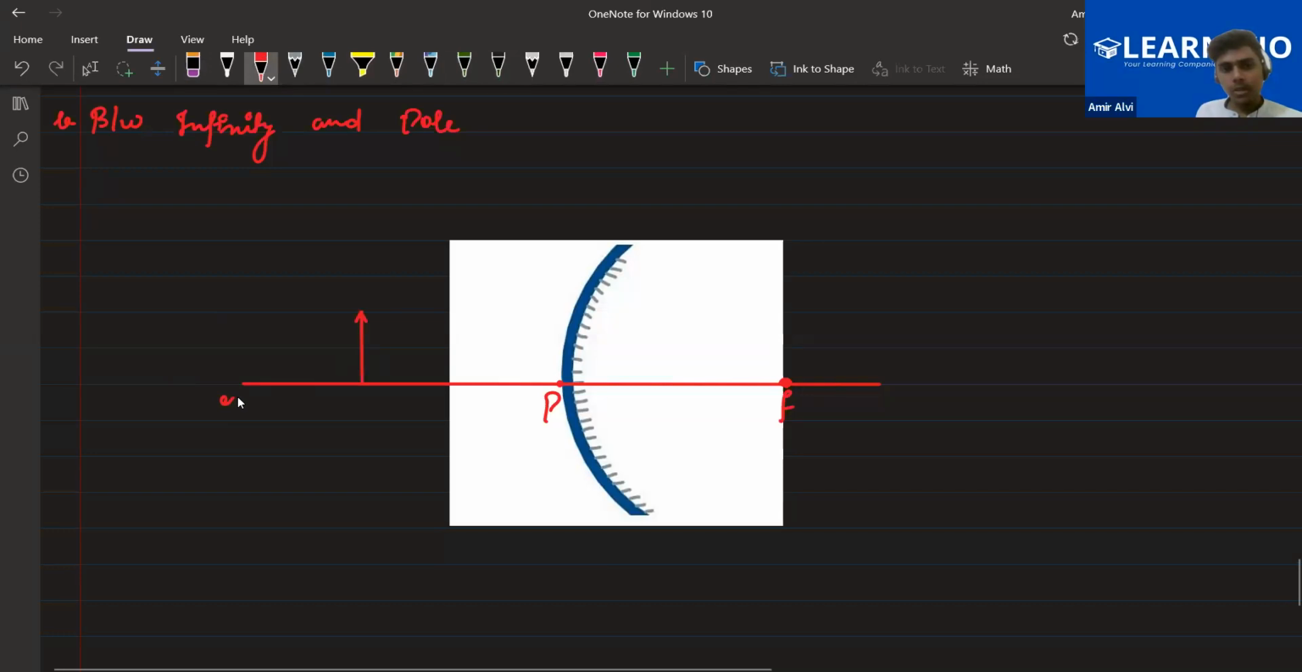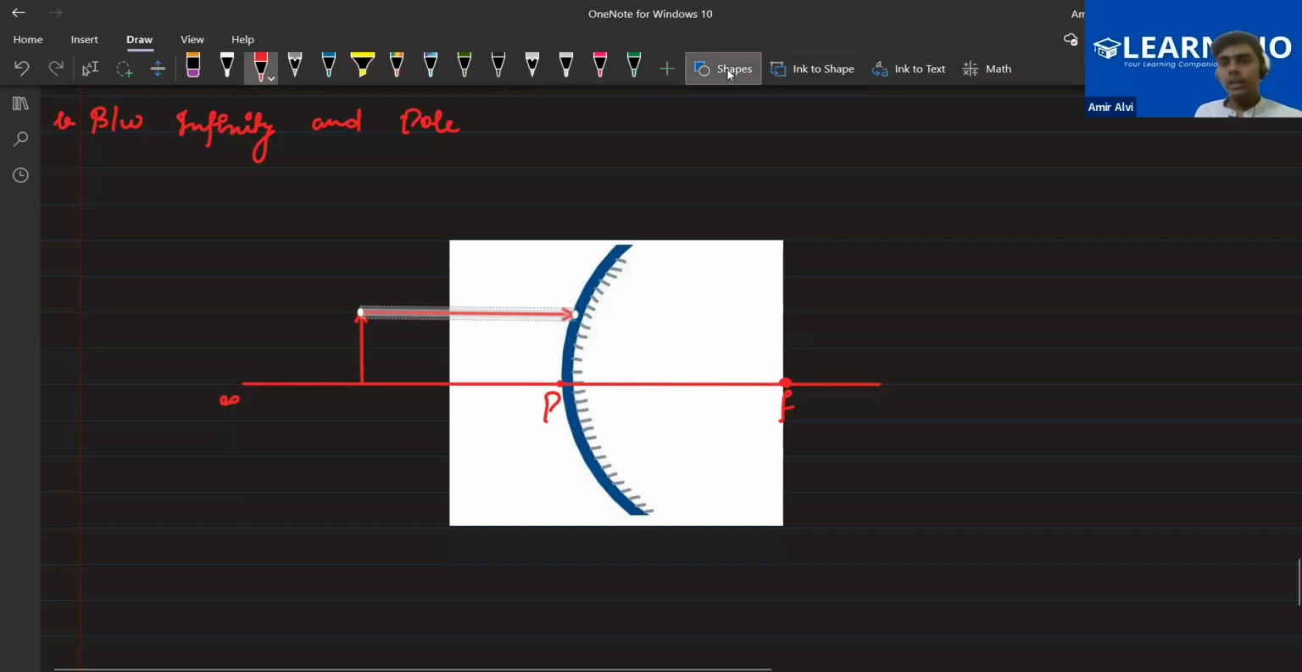So this far point, I'm assuming this is infinity. So the first ray will be parallel. Okay, Harshit, Anabila and Arya. The first ray will always be parallel to the principal axis whenever we form the ray diagram. Whenever the object is placed, the first ray should be parallel to the principal axis, right? Yes, sir.